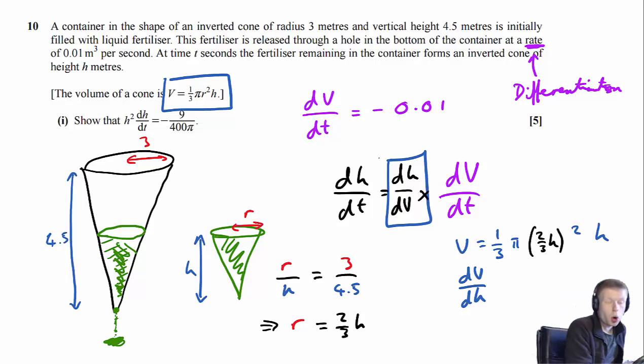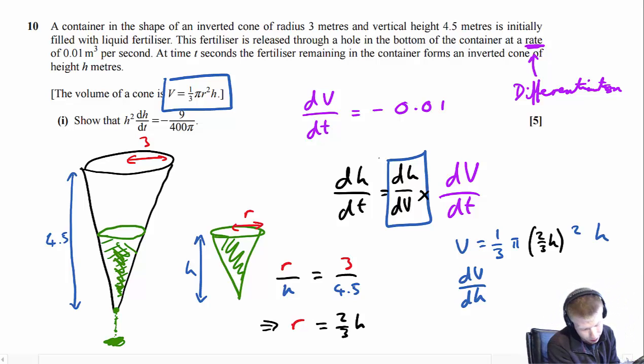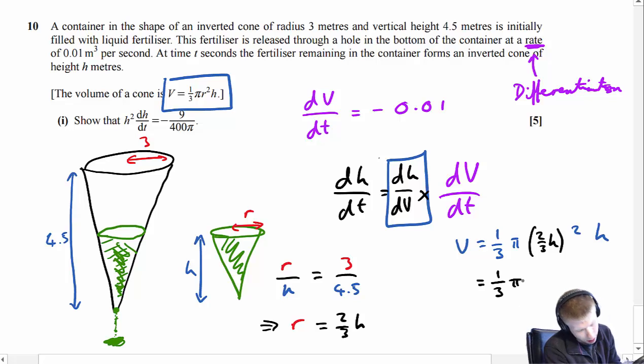So it's 2/3 times h all squared. Okay, so let's just expand this out just a little bit. So this is just equal to 1/3 pi, 2/3 squared. Square the top, square the bottom, so that becomes 4/9. H becomes h squared, but then I'm timesing by h at the end as well, so I've got an h there. So that's going to become h cubed, okay?